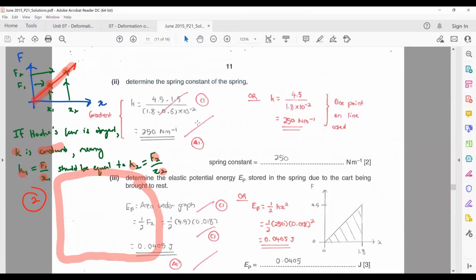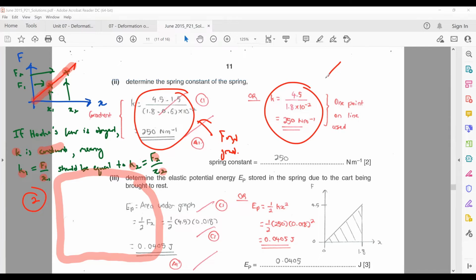Determine the spring constant of the spring. Okay, now determine spring constant of the spring. This one should be okay for you. There are two different ways here, as I mentioned to you. Either you just find the gradient itself, or you use single point substitution. Both are acceptable. It doesn't matter which one you use.